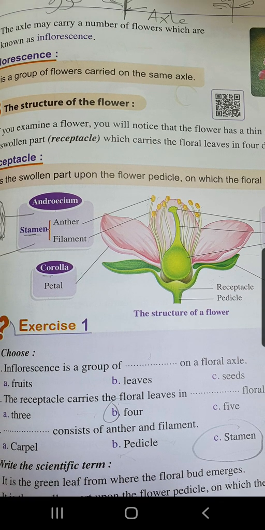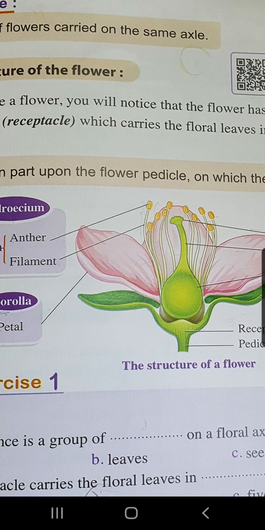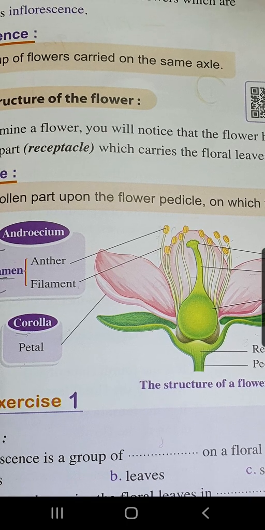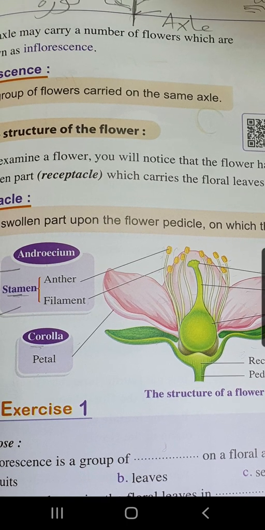The next whorl is the male reproductive organ. The male organ in the flower is called the androecium. It consists of many long threads called stamens. The stamen consists of two parts, the anther and the filament. The anther contains a swollen part with many small cells called pollen grains.